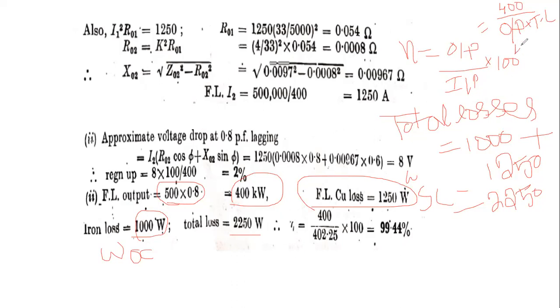Therefore what is the output? That is 400 plus, what is the total losses? Therefore total losses is equal to 2250. So 2250 plus 400, that is 2650. 400 by 2650, that is the input. Then we easily calculate the efficiency. Understand?